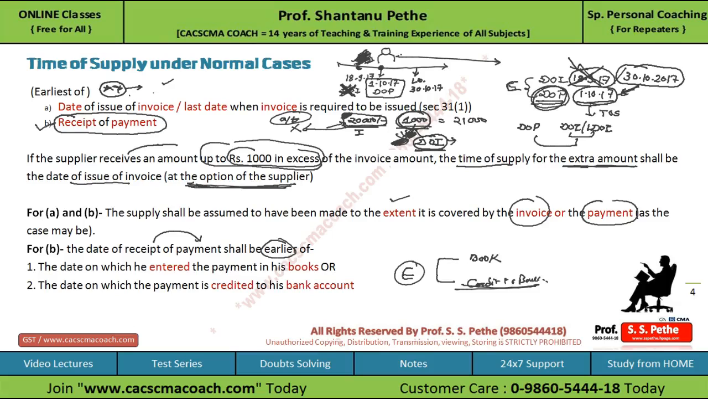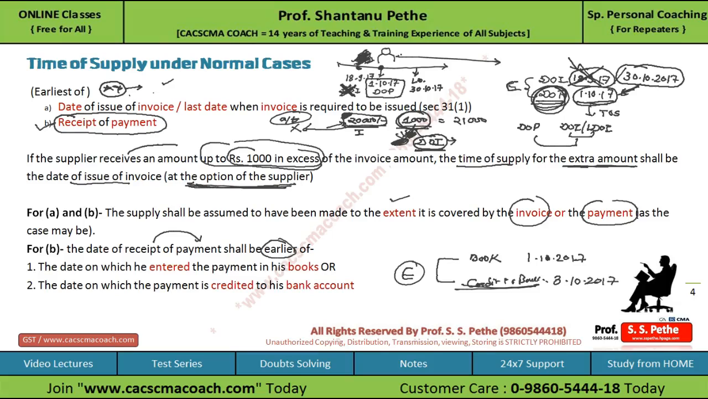That is, instead of date of payment, they can say that for this supply, the payment he has received, he has entered the payment in his books on, let's say, 1st of October 2017, or the amount has been credited to his bank account on 3rd of October 2017.